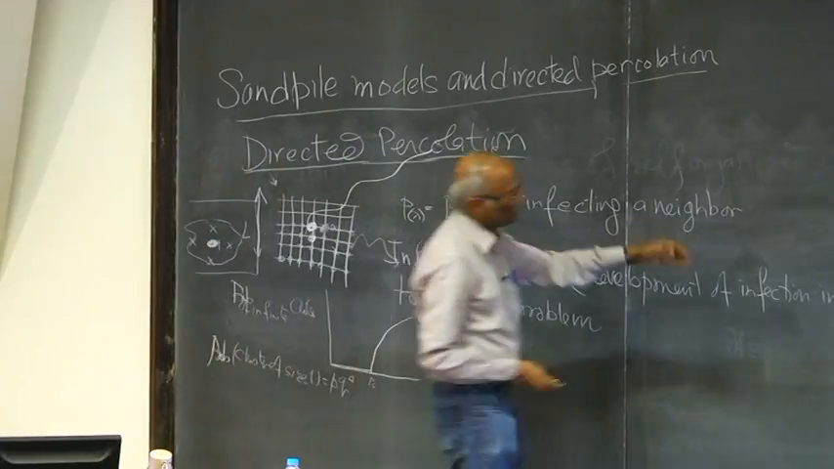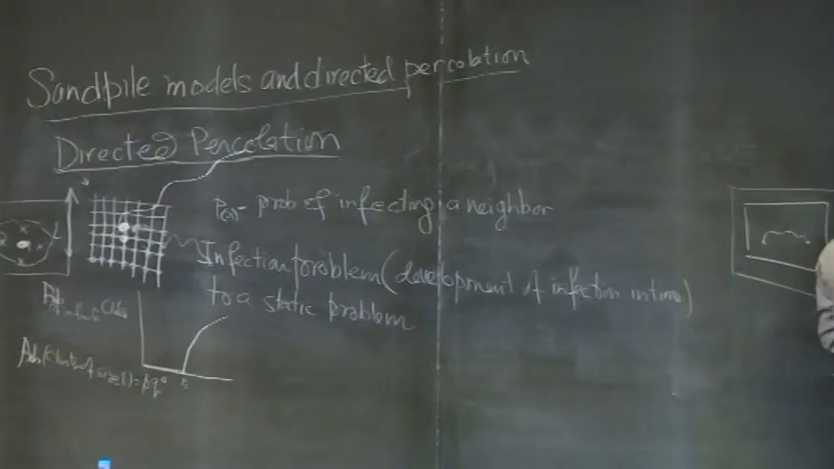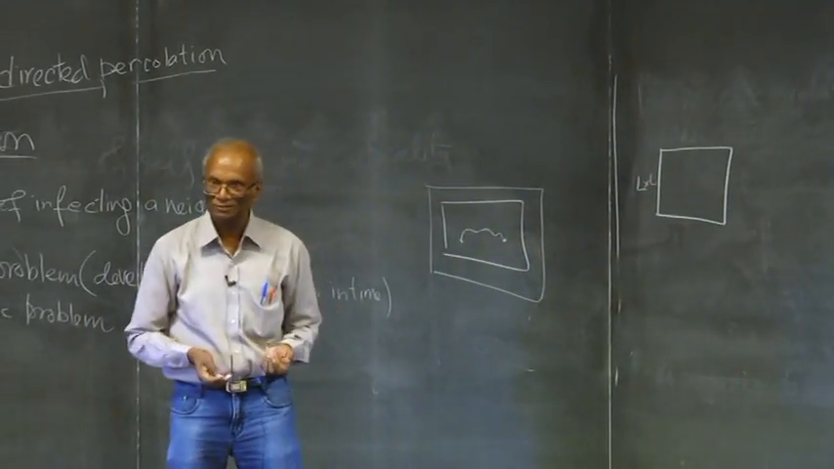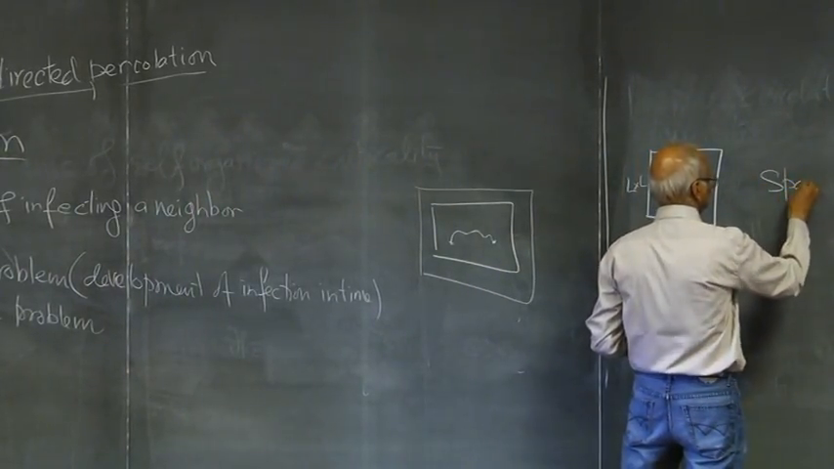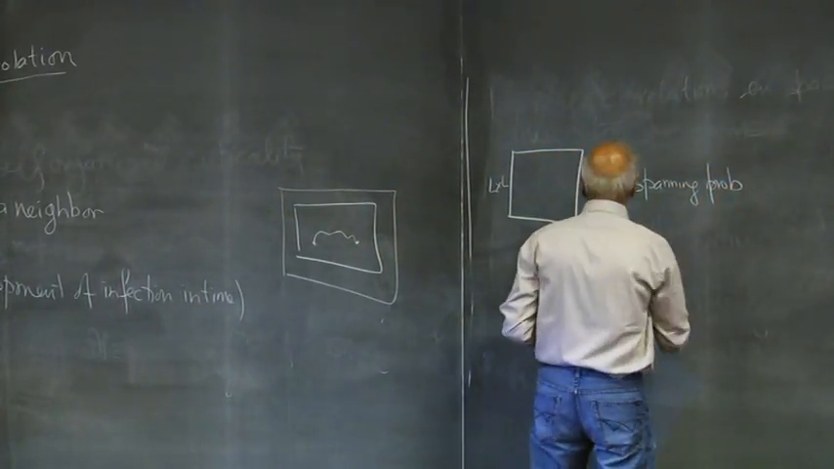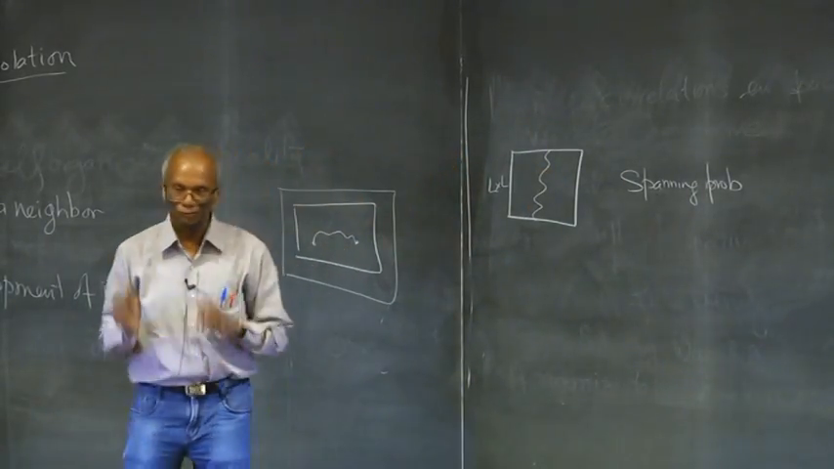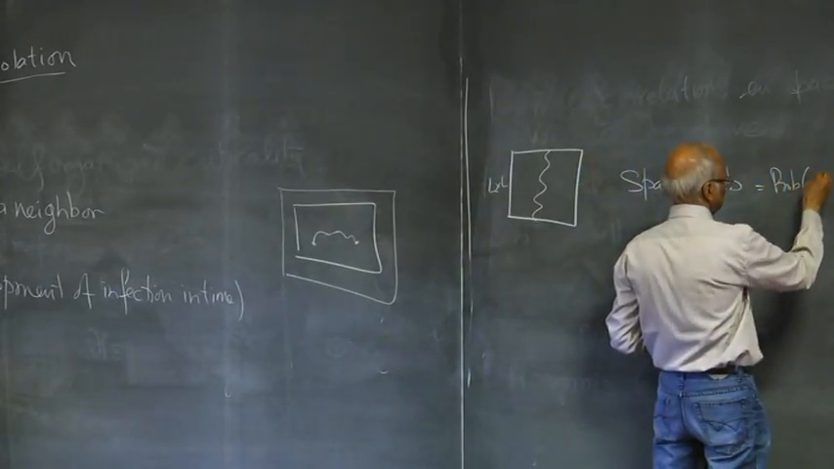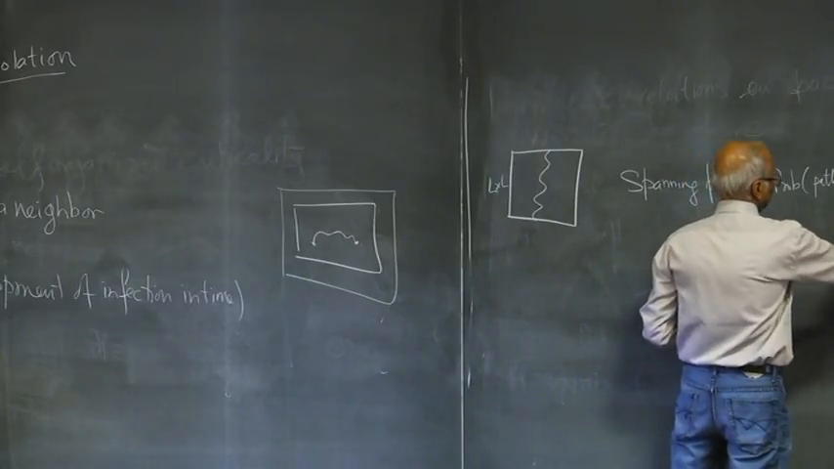Okay, so let us be more careful with this. Let me take a system of size L by L. It can be in higher dimensions, but let us work in two dimensions. Then there is a probability called the spanning probability. The spanning probability is the probability that there is a path from bottom to top.